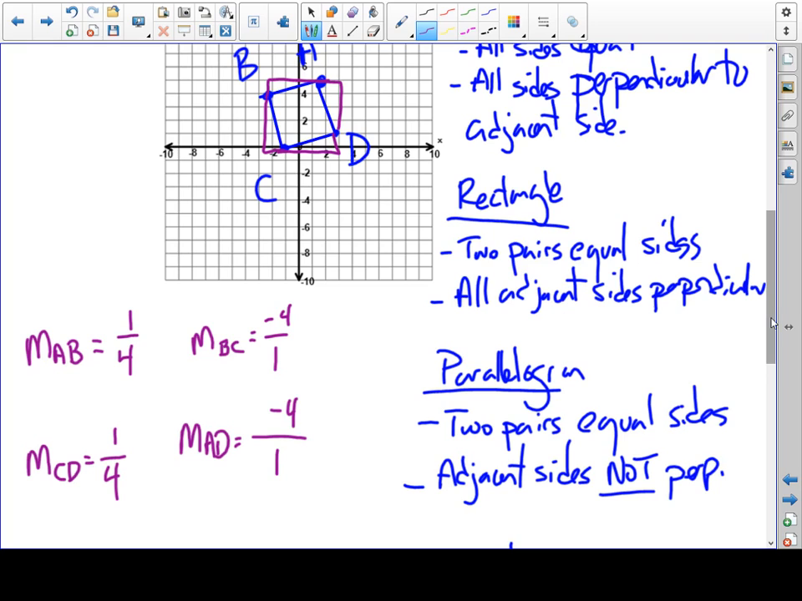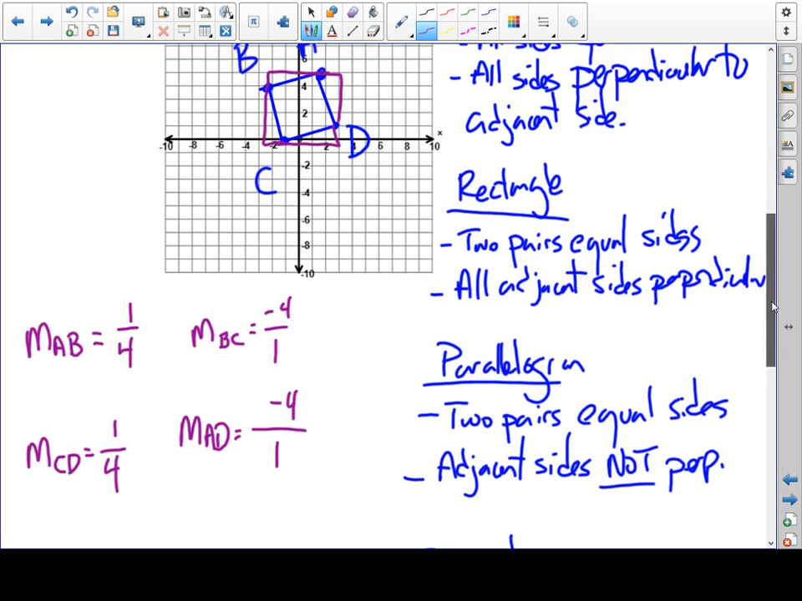Okay, so that should tell us one thing. It's going to be a square or a rectangle. We just have to know if those sides are the same. And yes, we have to find all 4 distances to really know that. But okay.